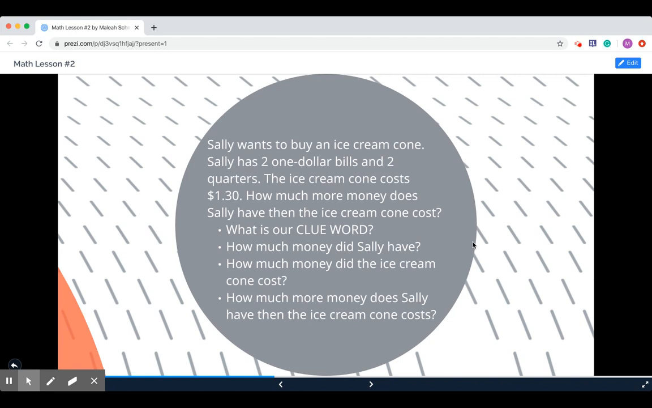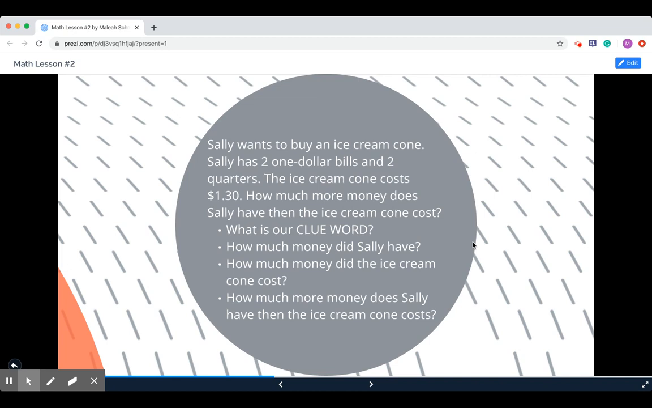So now we're going to figure out how much money Sally had. We're going to add; remember, her cents we're going to turn so it has that dollar sign in front. And we're going to add the 2 $1 bills. I found that Sally has $2.50.